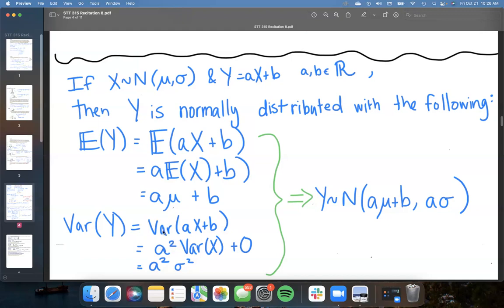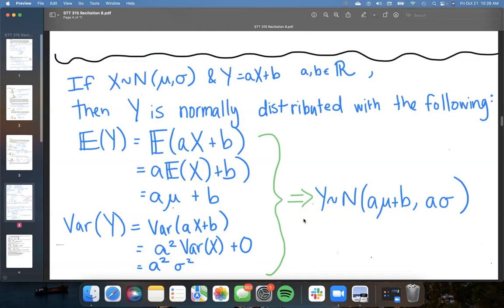And then if you just take a variance of a constant alone that's not multiplied by x, you're going to get 0, because the variance of a constant is 0. So you get a squared times the variance of x plus 0, and the variance of x in this situation is sigma squared. So you get a squared times sigma squared.